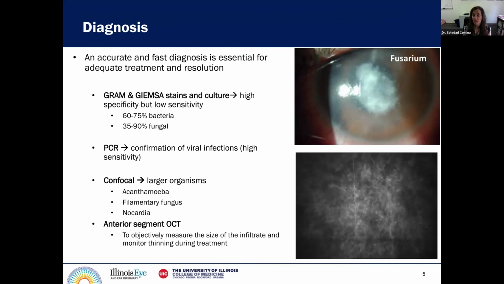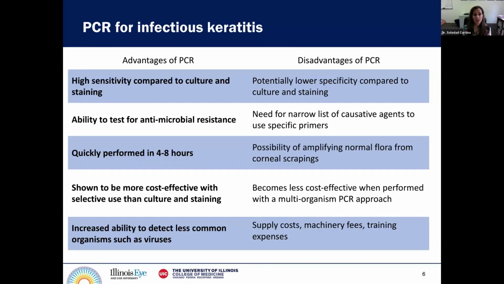Anterior segment OCT is something that's been proposed as well for the diagnosis of certain keratitis. More than for the diagnosis, it's to follow them up with a more objective measure. So we can objectively measure the size of the infiltrate. We can monitor for thinning during treatment and such things.